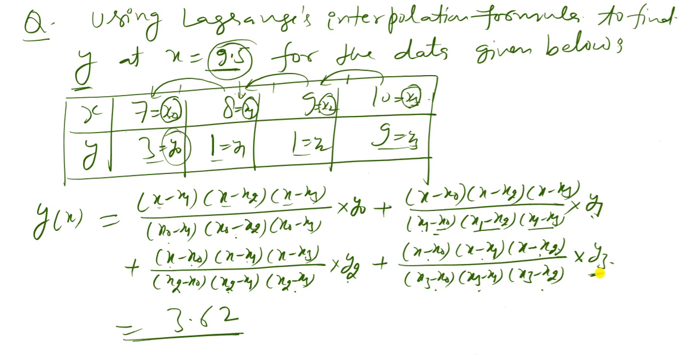So write the value of x and all the arguments and y values in this formula and simplify this with the help of the calculator. Then we obtain the y value at x equal to 9.5 as 3.62. So this is the way to apply the Lagrange interpolation formula.